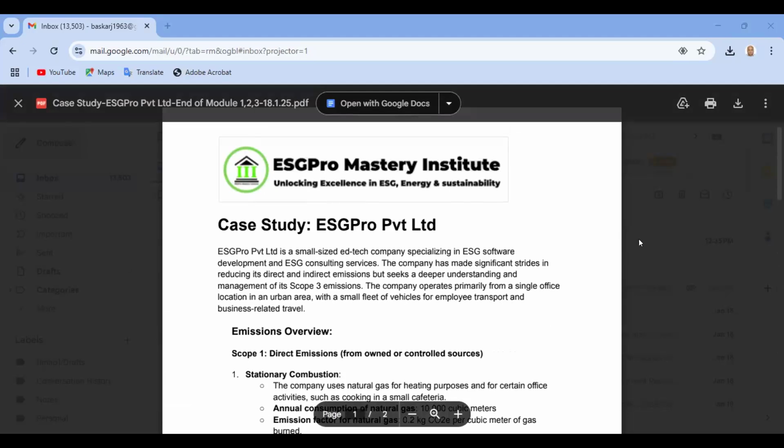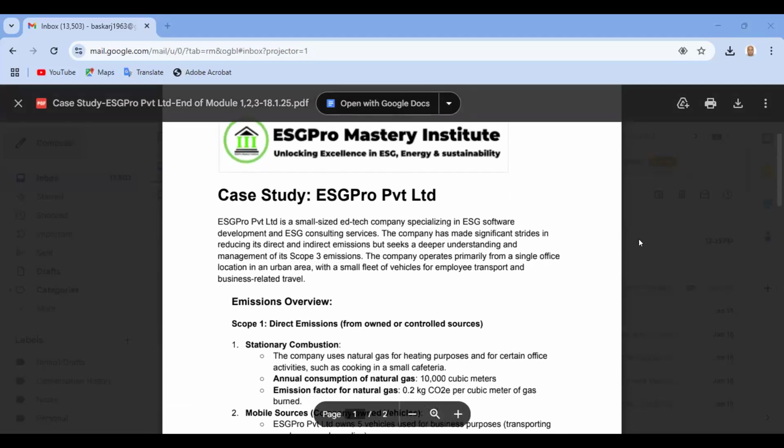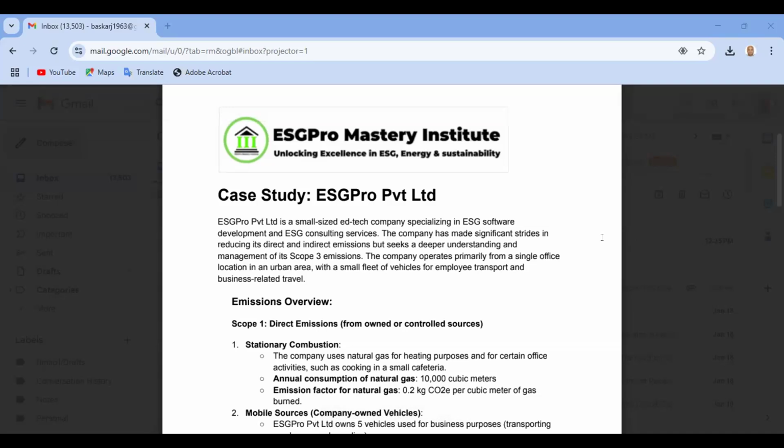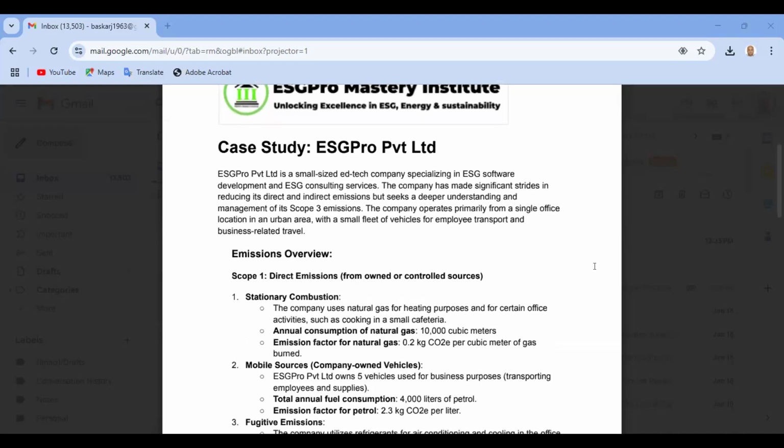ESG Pro Private Limited is a small size tech company specializing in ESG software development and ESG consulting services. Can you hear my voice? Yes, sir. The company has made significant strides in reducing its direct and indirect emissions, but seeks a deeper understanding and management of its scope 3 emissions.